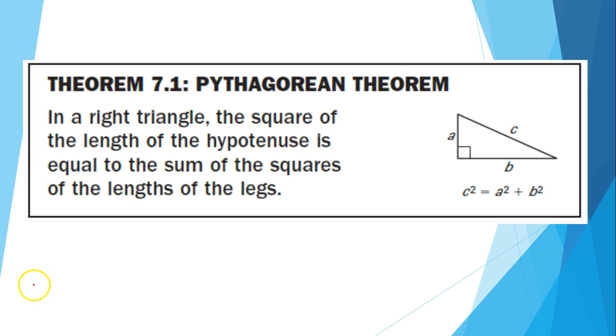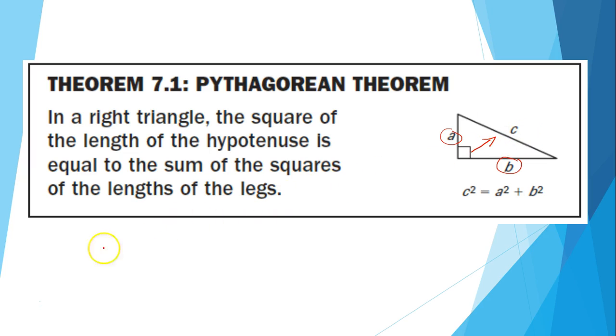Okay, so here's the theorem right here. The Pythagorean theorem can only be used on right triangles. Here's how it goes. In a right triangle, the square of the length of the hypotenuse is equal to the sum of the squares of the lengths of the legs. So right here, our side that has A and our side that has B, those are called the legs of our right triangle. And the side that is the longest on our triangle, or that is opposite of our 90-degree angle, is always known as our hypotenuse.